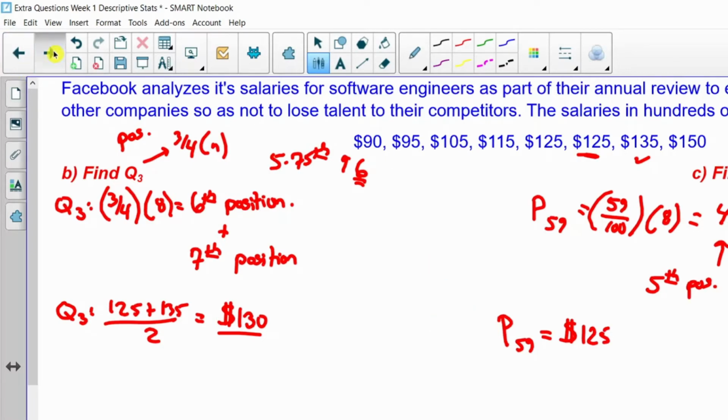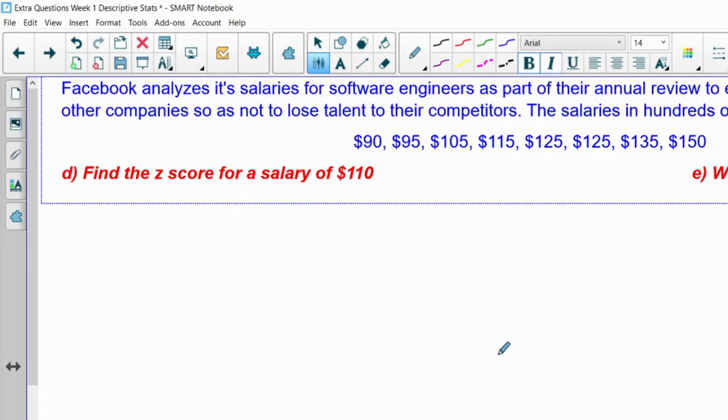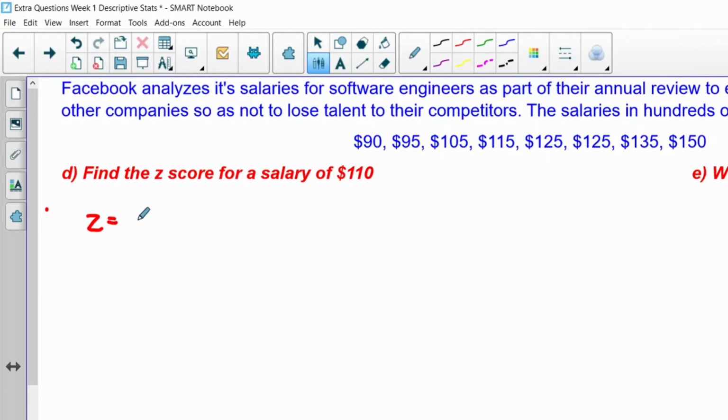Next question. We are rolling along. So find the z-score for a salary of 110. I wanted to make sure to review this because we sort of introduced this concept in this chapter, and then it doesn't really come back for a couple of weeks just yet. So we know from our notes that the z-score formula is this one right here. It's also on the formula sheet.